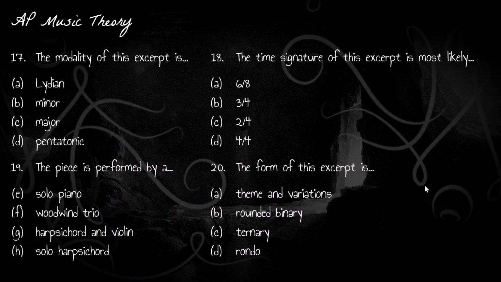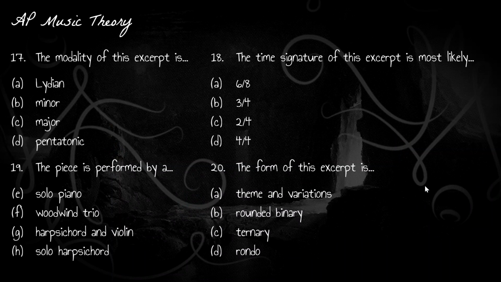Questions 17 to 20 are based on a short excerpt from a Baroque piece. Let's read through them. 17. The modality of this excerpt is A. Lydian, B. Minor, C. Major, or D. Pentatonic. 18. The time signature of this excerpt is most likely 6/8, 3/4, 2/4, or common time.